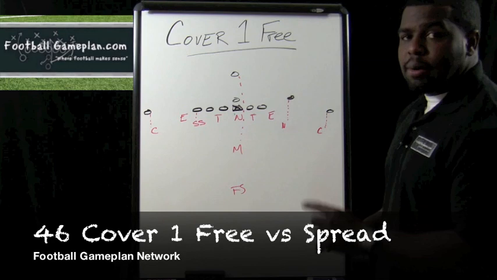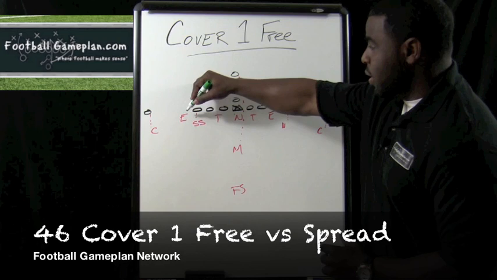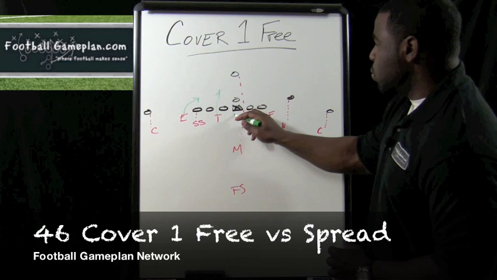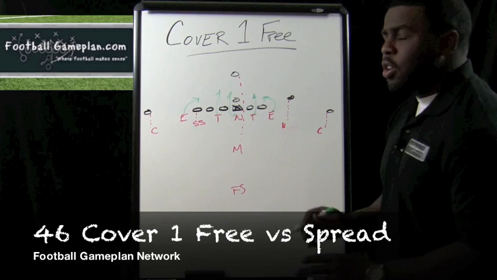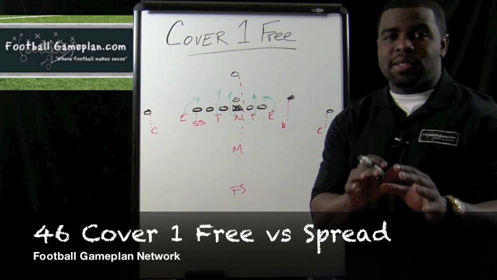Now, naturally, you look at the pass rush lanes right here. The end will have to come across that tight end. You have this tackle right there pushing up here, the nose pushing in this gap right there, this tackle coming out that gap, and the end coming on the outside. Now, you want to utilize cover one in certain situations where it is probably best suited.